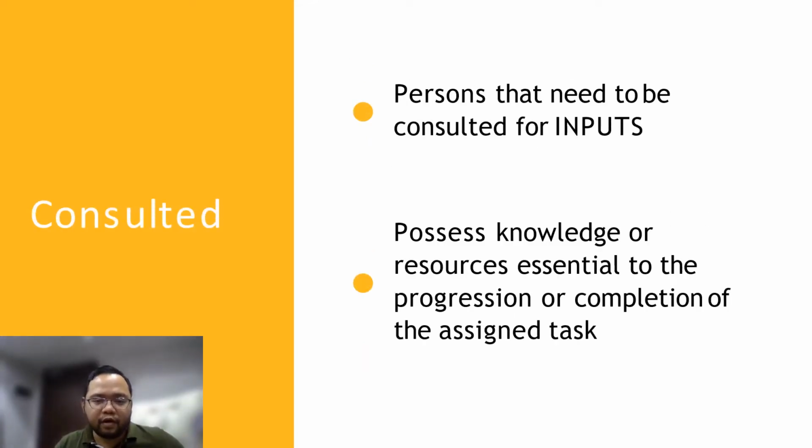Now, the C part of the RACI matrix refers to persons that need to be consulted for inputs regarding that specific activity. Why do they need to be consulted? It's because these specific individuals or groups of people possess the required knowledge or resources essential to the progression or completion of the assigned task or activity.